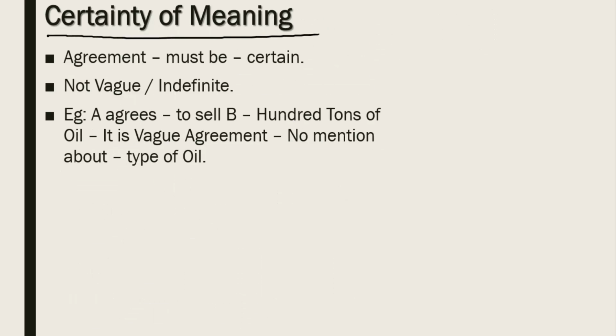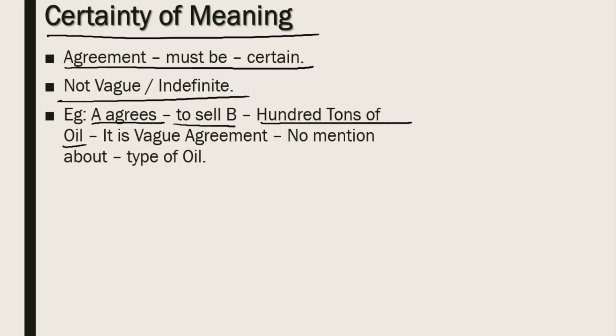Then comes certainty of meaning. Whatever you agree upon should be certain. It should not be vague. It should not be indefinite. Let's take a small example. Let's say Mr. A agrees to sell B 100 tons of oil. This is not a valid agreement. This is a vague agreement because there is no mention of the type of oil which is going to be sold.